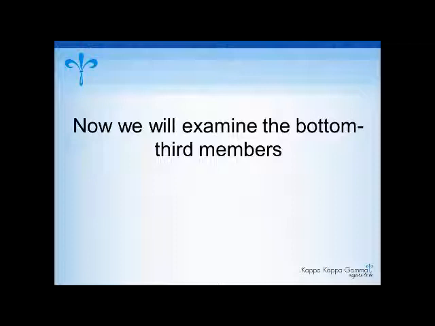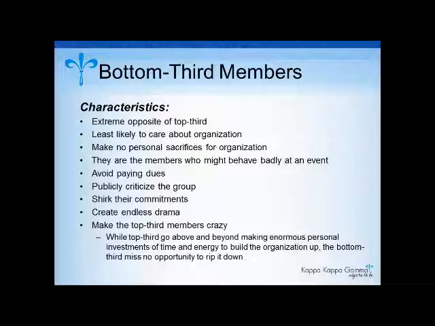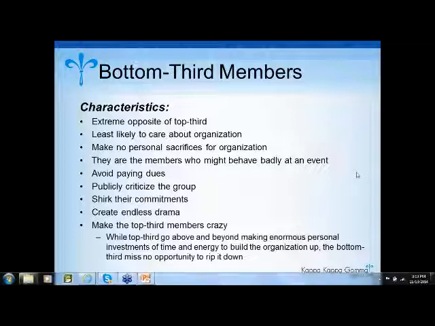So now we'll examine the bottom third members. So, characteristics of the bottom third. They are the extreme opposite of what we've just covered, being the top third. They are the least likely to care about the organization. They make no personal sacrifices for the organization. They are members who might behave badly at an event. I'm sure we've met some of them.